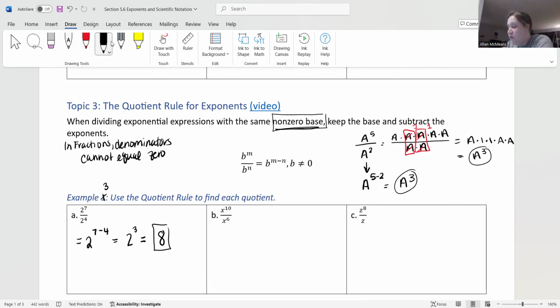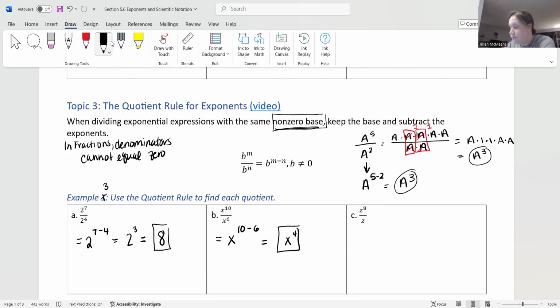Okay, now moving on to part B, we have x to the 10th divided by x to the 6th. We are certainly dividing two expressions that have the same base. We're going to keep the base of x, and we are going to raise it to the difference of the exponents, top minus bottom. So 10 minus 6 is 4, so we get x to the 4th power.